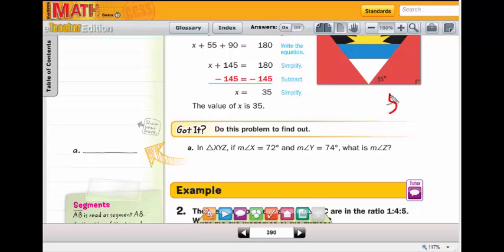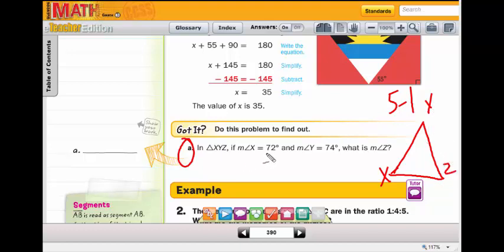Here are your solutions to 5-1. These are the letter problems. So we're going to start with letter A. It tells us that we have a triangle of x, y, z. So the first thing I would do is make a triangle here, and I would call this angle x, this is y, and this is z.